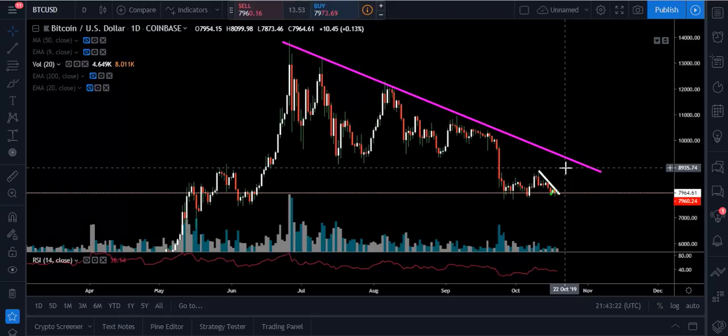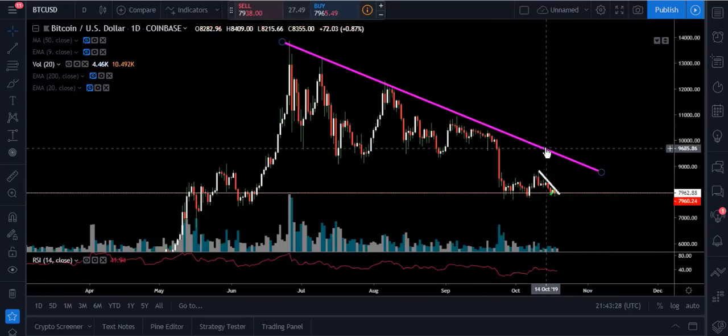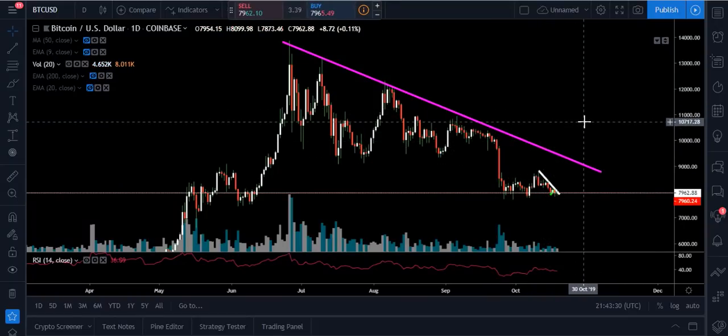And guys, it's always important to pay attention to which way the trend is going. And right here the trend is down. The trend is still down. Until we break out of this trend line, it's going to be down.